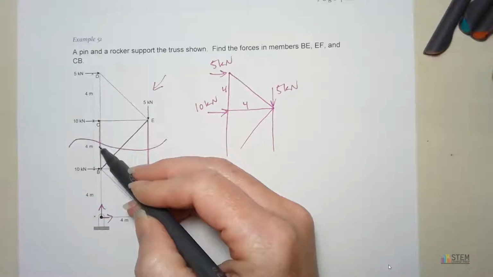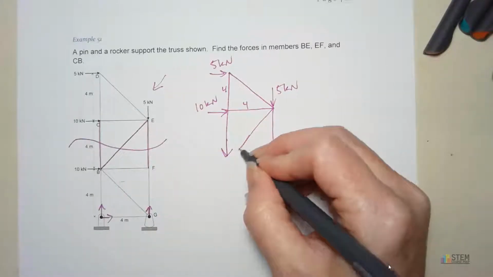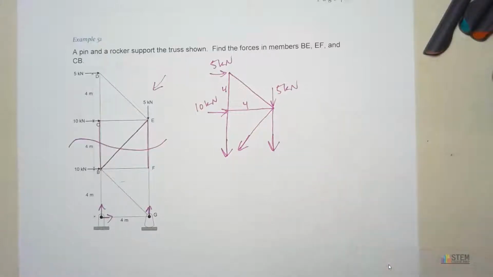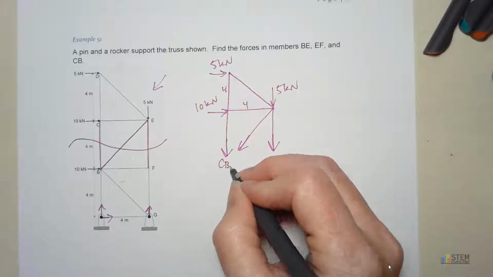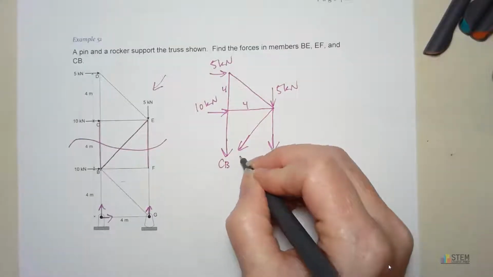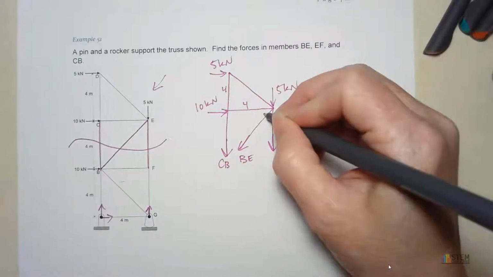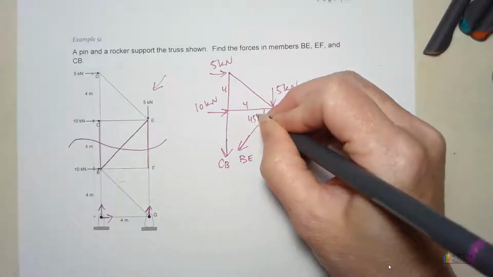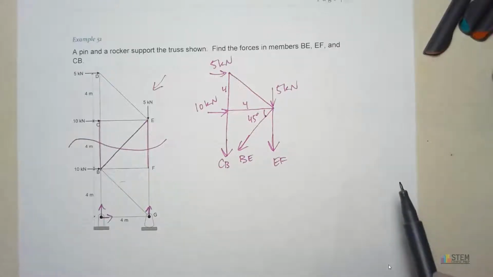Now remember, we want to draw the forces going out of the section. That's always going to be easier, I promise you. So just draw them going out. This one here is CB, this one is BE, and this one is EF. And this angle right here is 45 degrees. All right, so that's going to be our diagram.